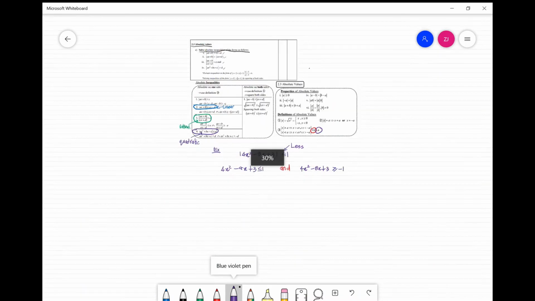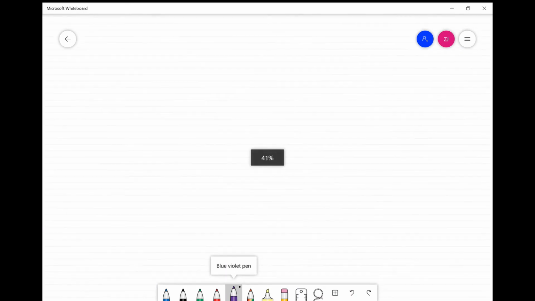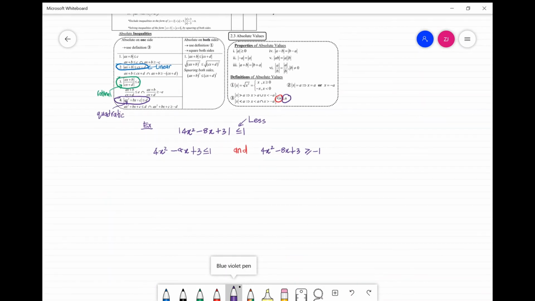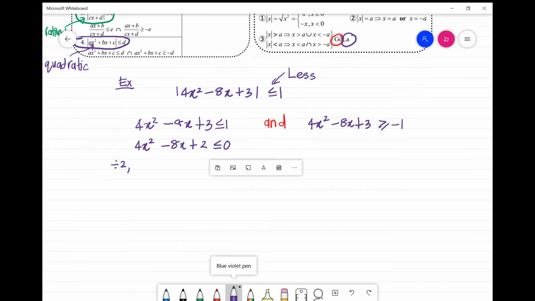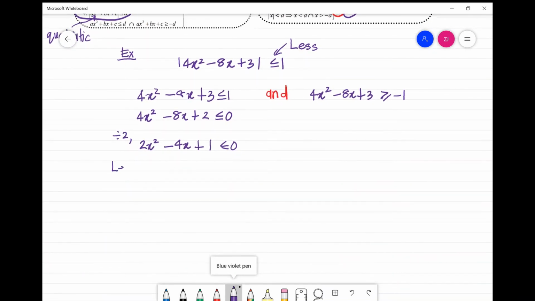We bring 1 to the left hand side. So what will we have? We will have 4x squared minus 8x plus 2 less than or equal to 0. And we divide both sides by 2. So we will get 2x squared minus 4x plus 1 less than or equal to 0. In order to solve this, we let this quadratic be 0.